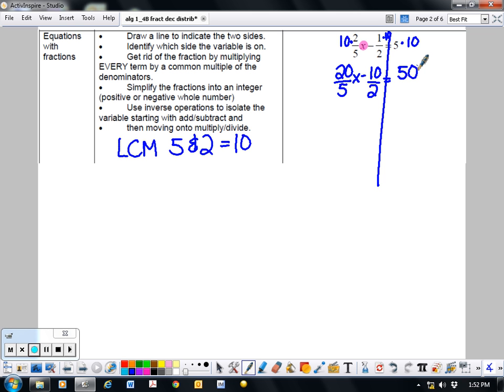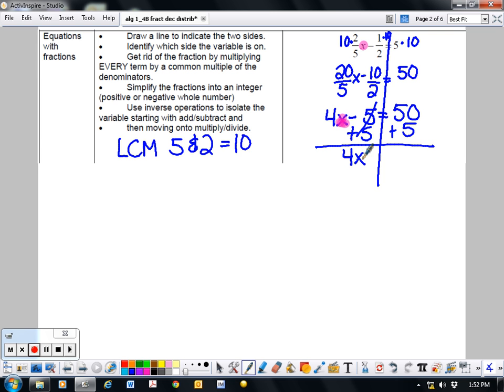Now I simplify the fraction that is there. If you did your job right, this will simplify into a nice integer. So 20 divided by 5 simplifies to be 4x. Minus 10 divided by 2 simplifies to be 5. And now we have our normal two-step equation that we just talked about the other day. So from here, we go ahead and get rid of everything on that same side as the variable. Remember that variable right here? We're going to get rid of that. So I get rid of my subtraction first. So I add 5 to both sides.